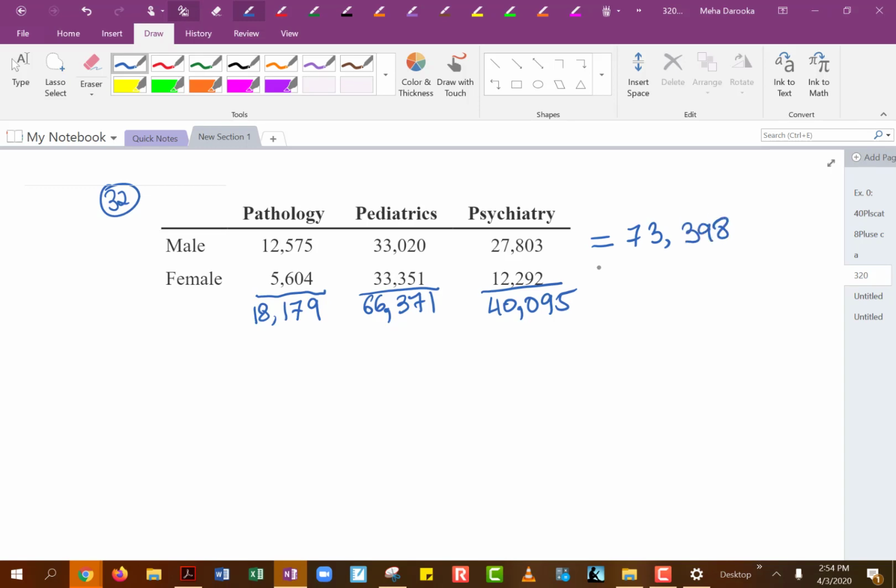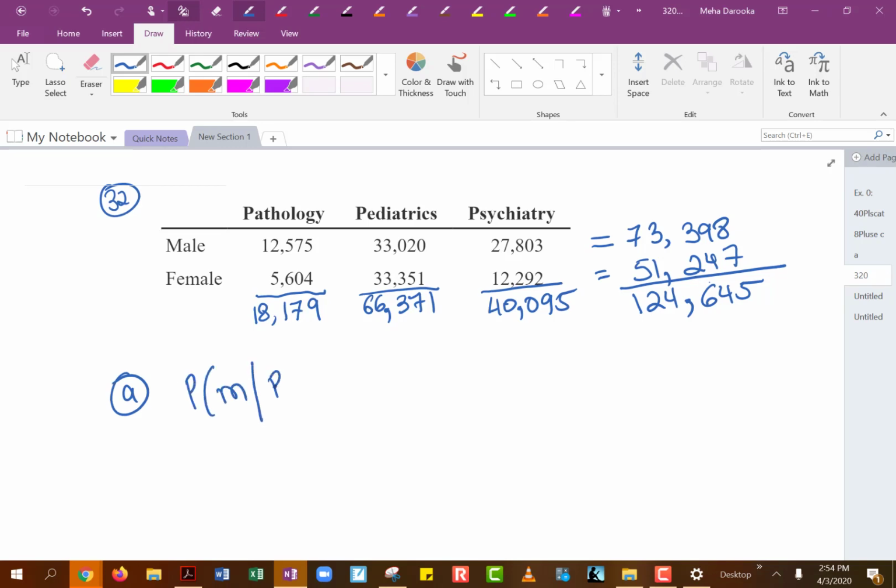Okay, then let's add up our total number of male doctors, which comes out to be 73,398, and add up our total number of female doctors, which is 51,247. And our grand total, either add the male and female total, or you can add the different specialties, doesn't matter. Your grand total from both ends should come out to be 124,645 doctors, right?